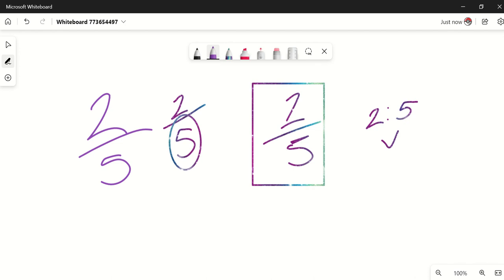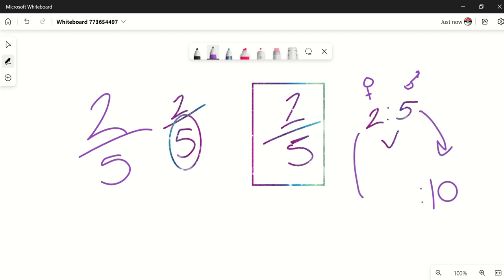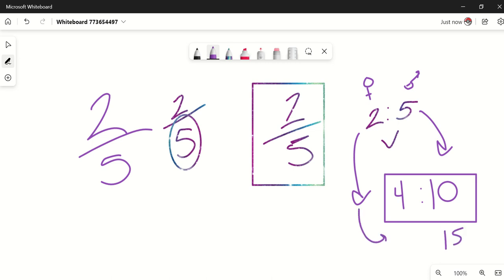So let's say for every 2 girls in the class, there are 5 boys. That means 2 out of every 7 are girls. This would be its fraction. As a ratio, it's 2 to 5, meaning that if there are 10 boys in the class, there should be at least 4 girls. The ratio continues that way. If there are 15 boys in the class, that means there are 6 girls in the class, and so on. This is what a ratio is.